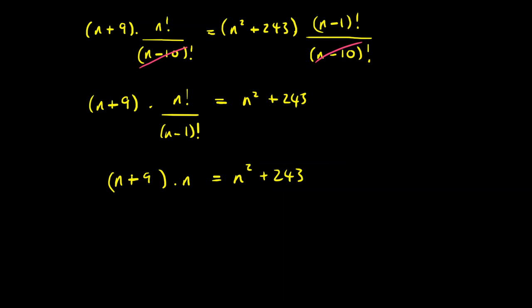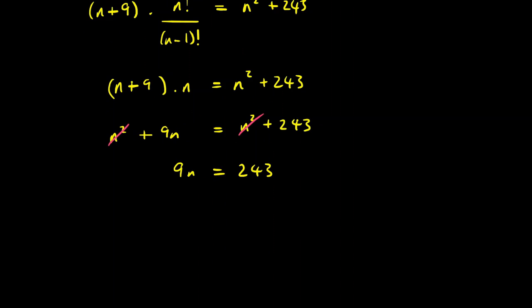Okay, and so on the left-hand side, I'm going to get n squared plus 9n is equal to n squared plus 243. And I can chop the n squareds from both sides. And so what I'm left with here is 9n is equal to 243. And so I take my 243 and divide it through by 9. Well, I can divide through by 3, which will give me 81. And I divide it through by 3 again, which will give me 27. So n is equal to 27.